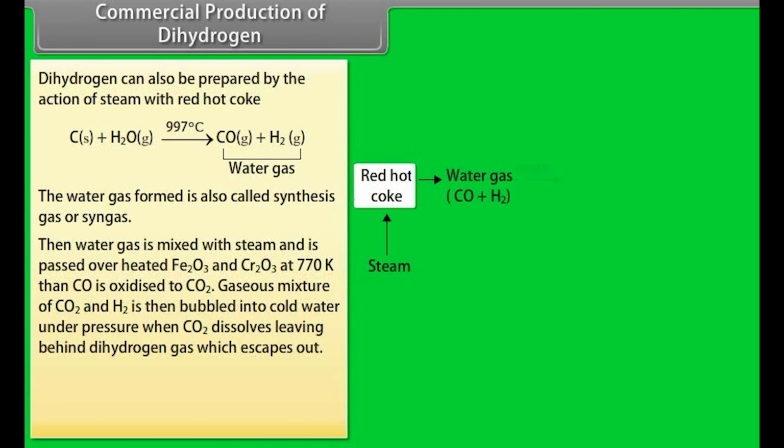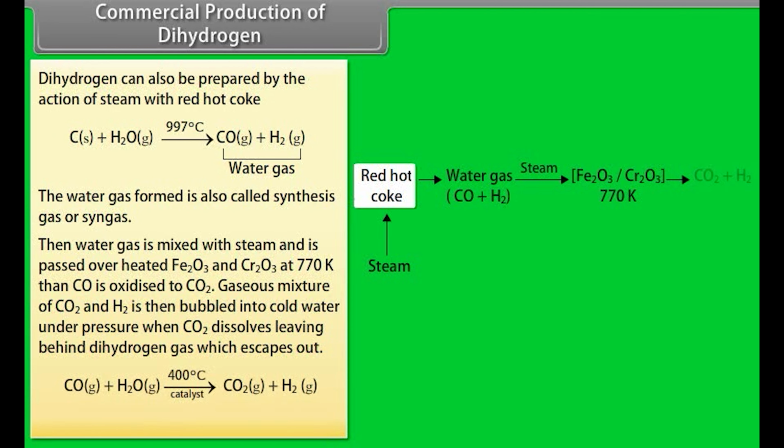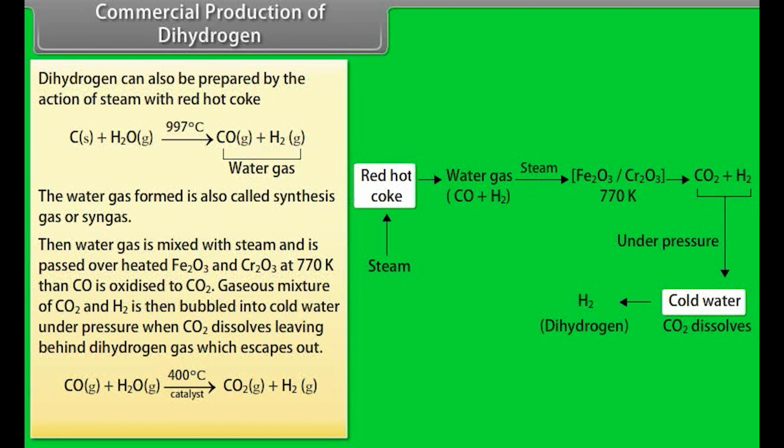Then water gas is mixed with steam and is passed over heated Fe2O3 and Cr2O3 at 770 Kelvin. Then CO is oxidized to CO2. The gaseous mixture of CO2 and H2 is then bubbled into cold water under pressure, when CO2 dissolves, leaving behind dihydrogen gas, which escapes out. This reaction is called the water-gas shift reaction.